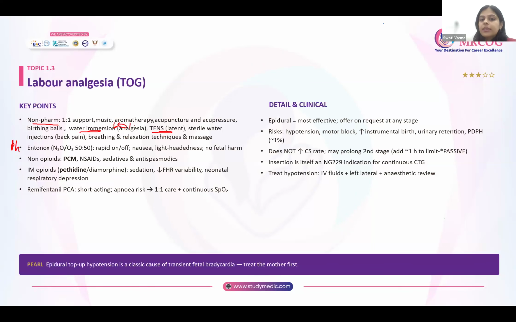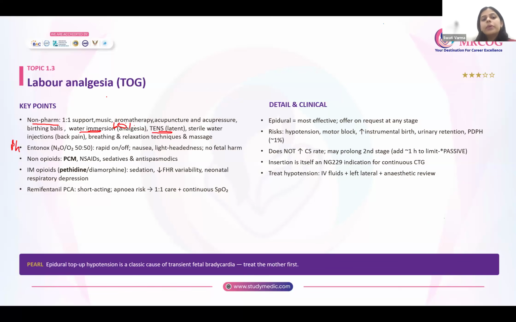Then comes TENS, that is transcutaneous electrical nerve stimulation. Here, low voltage electrical impulses are sent through the lumbosacral nerves, hence reducing the pain. Sterile water injections have also been found useful. They are injected subcutaneously or intracutaneously to reduce the back pain. Then various breathing and relaxation techniques, massage, all these should be adequately supported. The request of the lady should be supported if she is wishing for these.